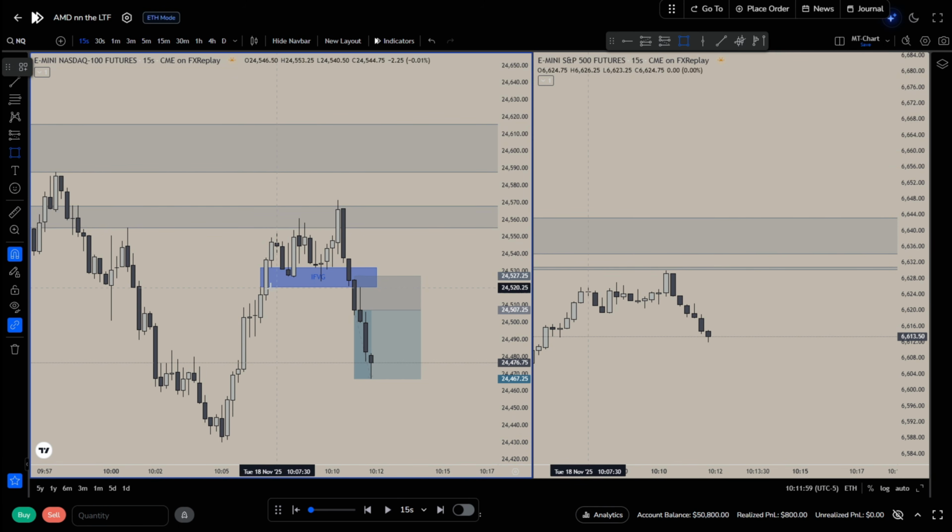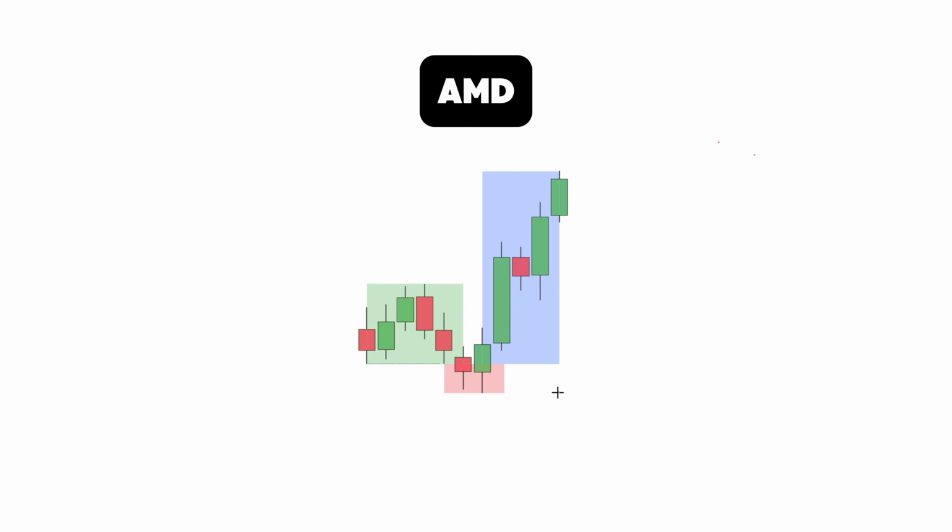So this is a real example of how you can see the accumulation followed by manipulation and then entering on the distribution part. So this is how we can use our knowledge of this 3-step cycle, both on the higher time frame, but more specifically on the lower time frame, to catch our trades inside of the manipulation and not get stopped out by taking our entry in the accumulation.